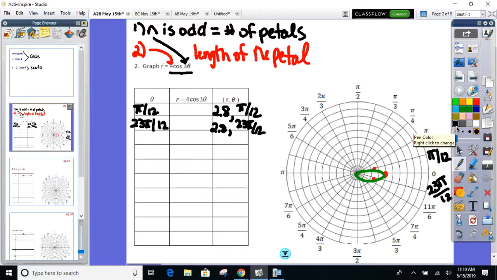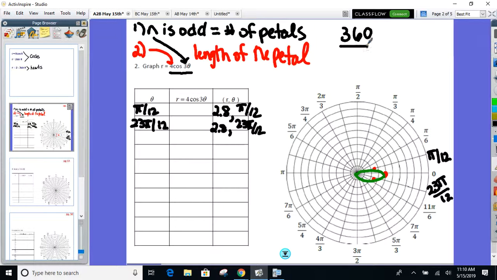But hey, whoa, we said how many petals should this graph have? 3, right? If that number's odd, it should be that number of petals. So where are the other 2? They are evenly spaced out. So we take that odd number, 3, and we take 360 divided by that number.